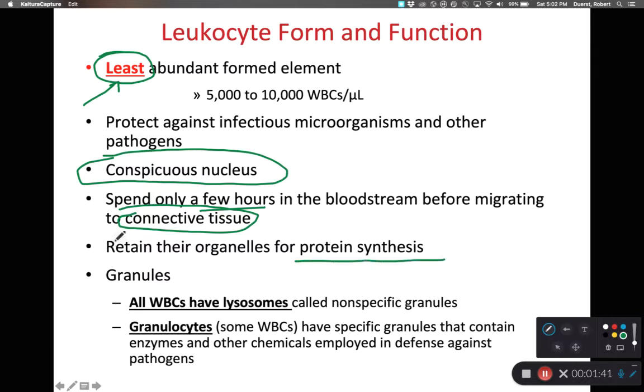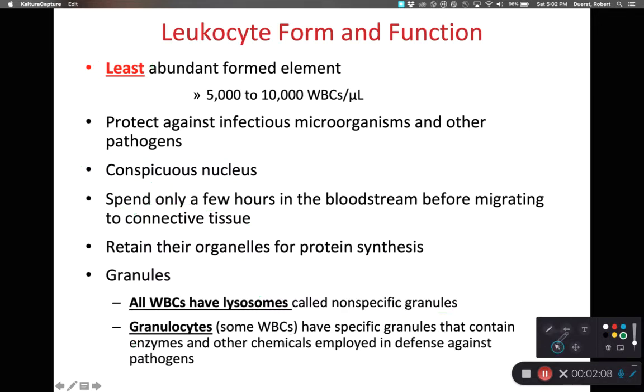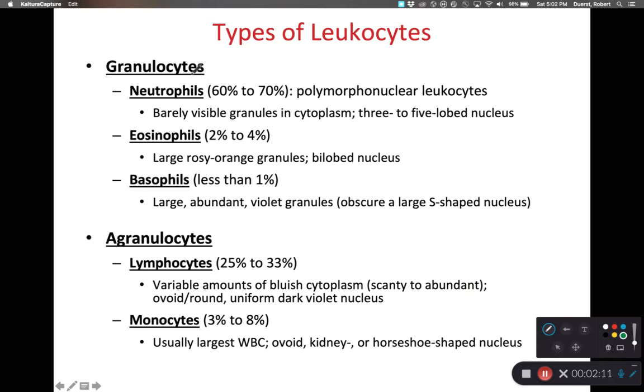We can break up the leukocytes into two broad categories, granulocytes and agranulocytes. All white blood cells, or all leukocytes, will have lysosomes. These are the non-specific granules. The granulocytes, though, have very specific storage vesicles in them, or granules, that contain very specific enzymes for specific purposes within our bloodstream, or within our immune system. So as we look at those granulocytes, we have the neutrophil, eosinophil, and basophils.